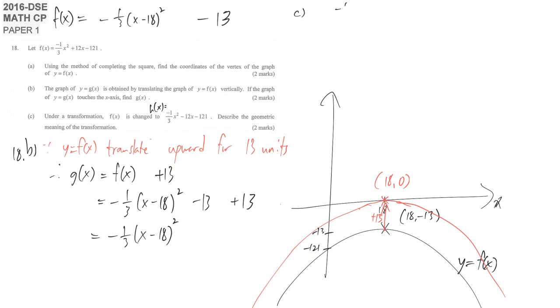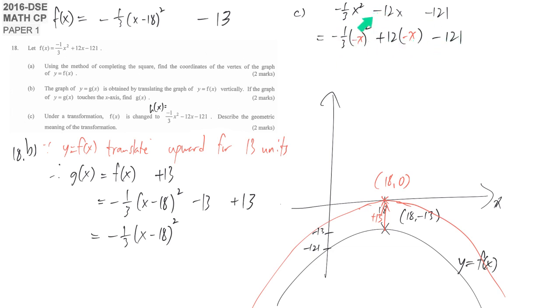Part C, a new function, negative 1 over 3 x squared minus 12x minus 121. Compared with this format, we observe the difference. The first term are the same, the last term are the same, but the middle term become different. So we know that we may try to express in terms of negative x here. Bracket negative x squared is still x squared. Negative x times positive gives you back negative.